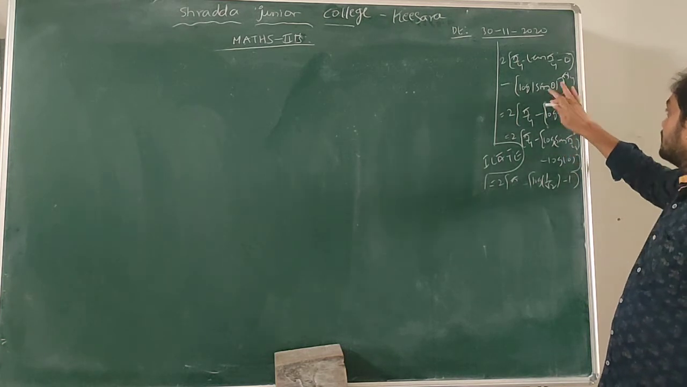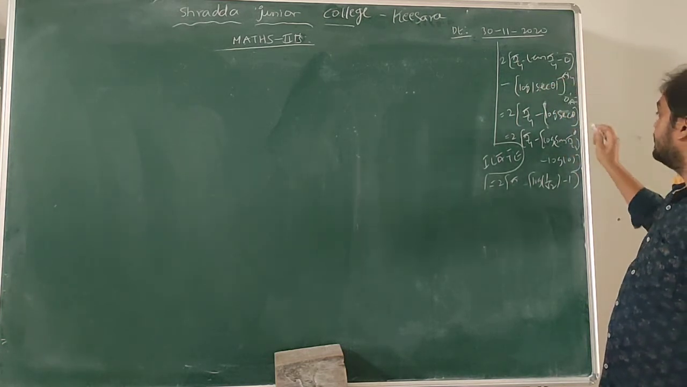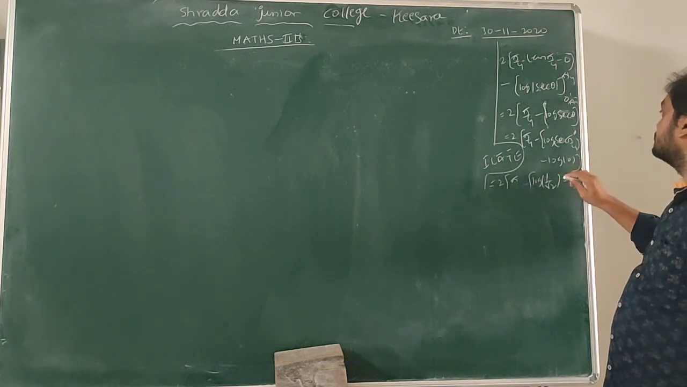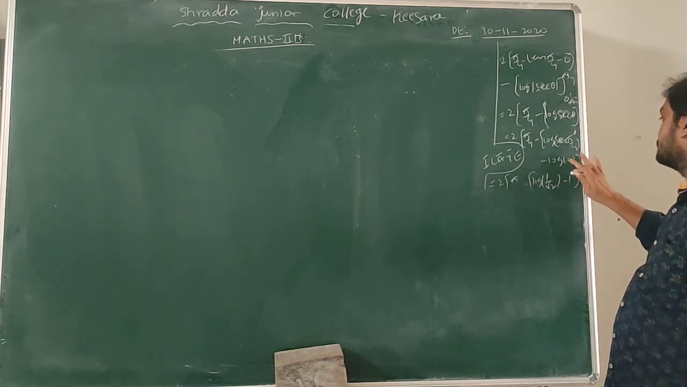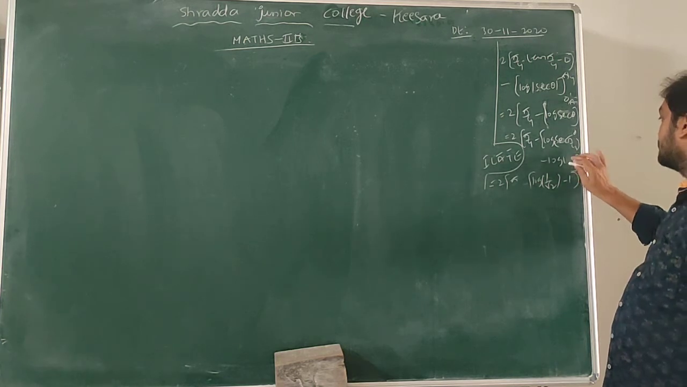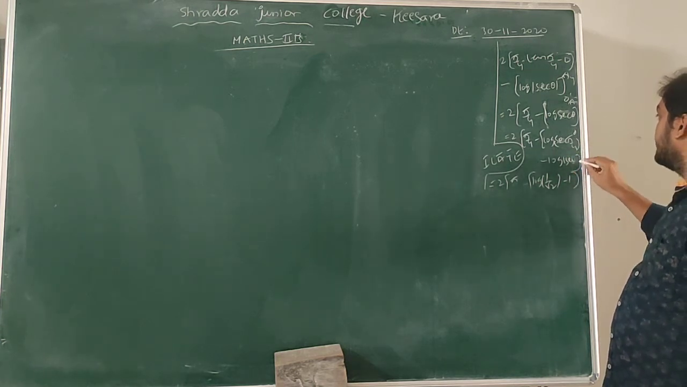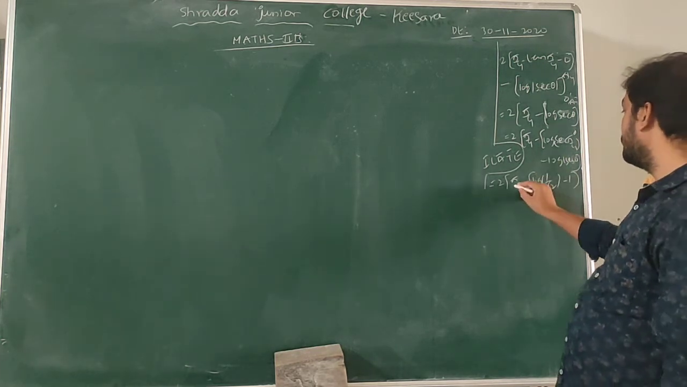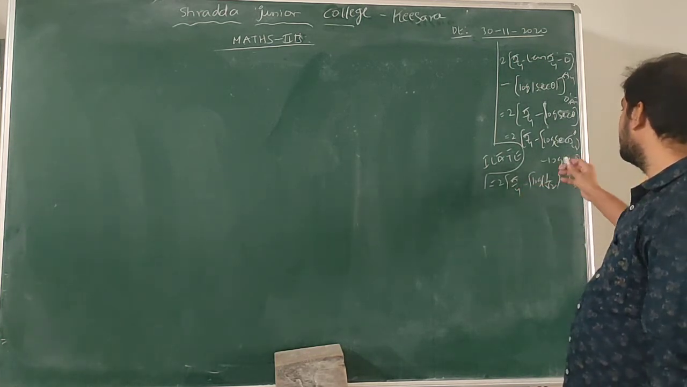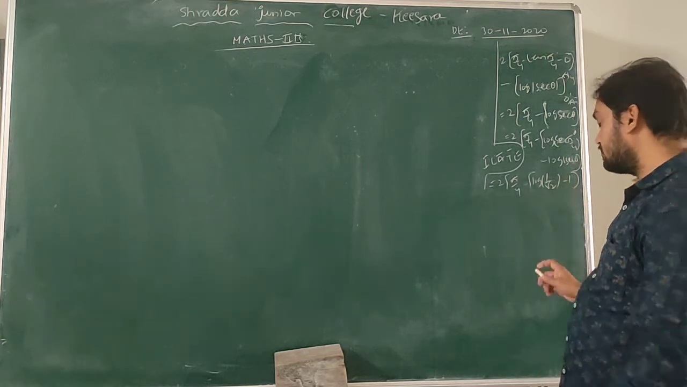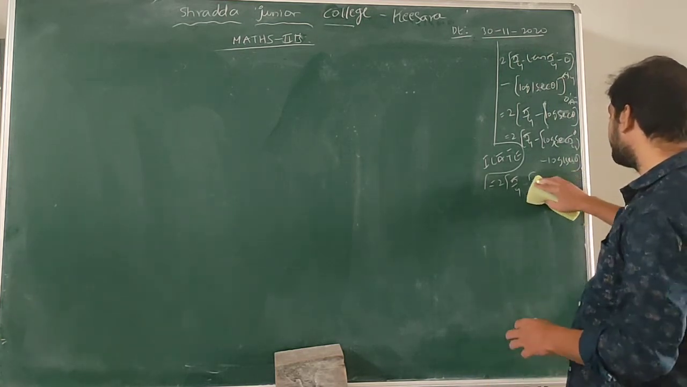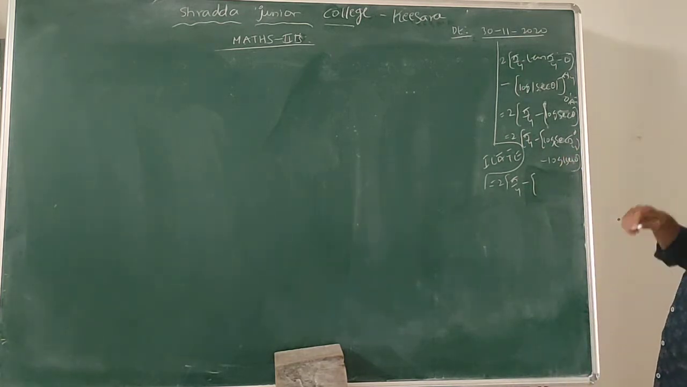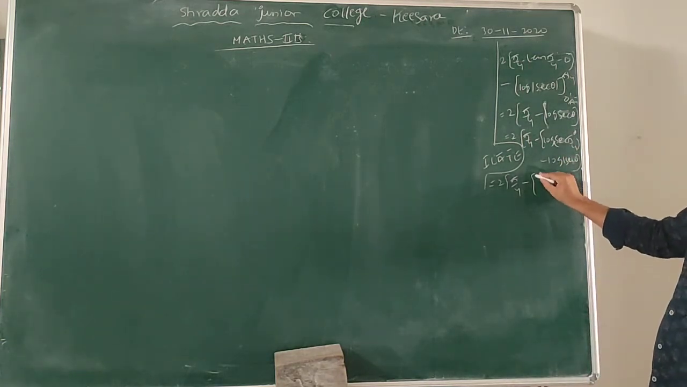This is log mod secant theta. This is secant 0 degrees. 2 into pi by 4 minus secant pi by 4. How much is that? That is root 2 we are getting.